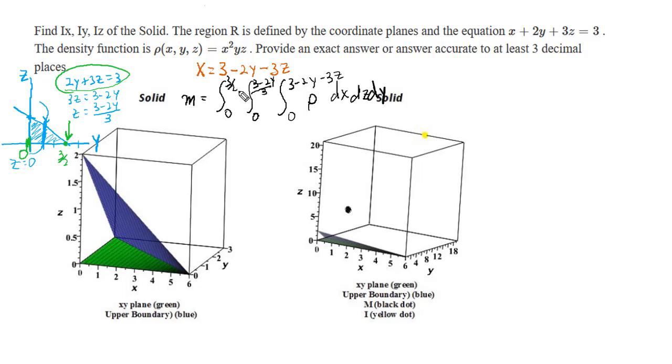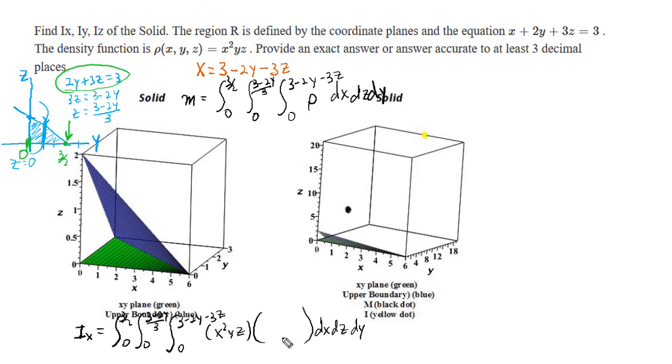Of course, we're not actually asked to find the mass in this problem. However, you find the inertias by taking that integral and just inserting some factors. For example, the inertia about the x-axis would be that same integral with the factor y squared plus z squared.